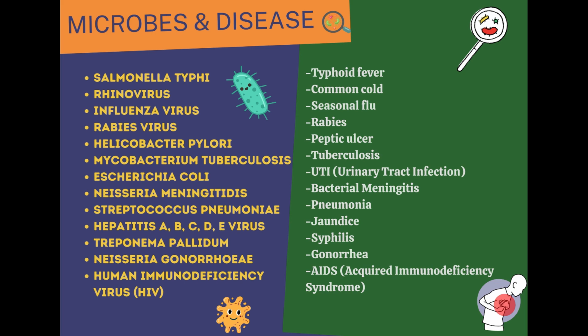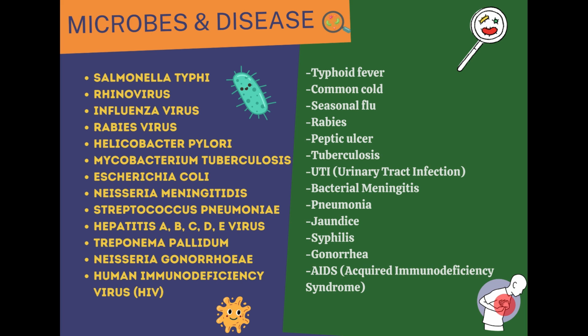Our list also includes the rabies virus, a very serious virus that affects the nervous system, and several types of hepatitis viruses, A, B, C, D, and E, all of which cause inflammation of the liver, a condition known as jaundice. And, of course, a very well-known one, human immunodeficiency virus, or HIV, which causes AIDS.